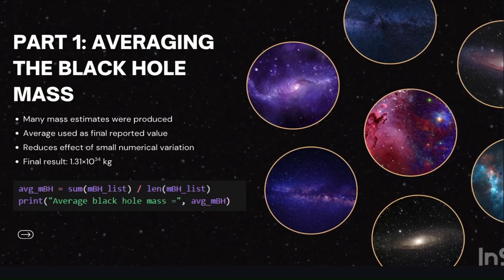Okay, finally, this computes the average black hole mass from all individual mass estimates collected during the loop. Because the simulation had different masses at different time steps, the values weren't perfectly identical, and so we divide the sum of all the values in the list by the number of entries, which gives us the average mass.